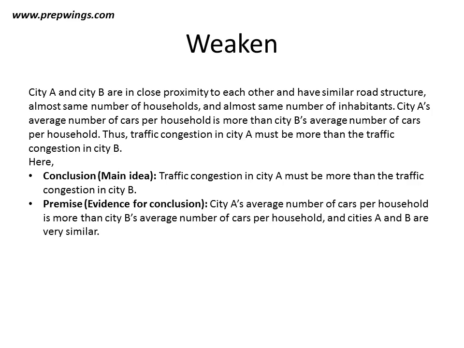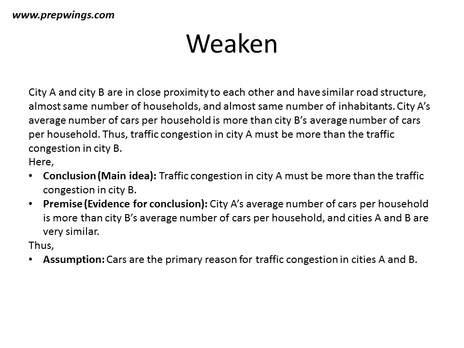So our assumption will be that cars are the primary reason for traffic congestion in cities A and B. This is our assumption. Now to weaken the argument, the weaken option should be basically the opposite of the assumption. It should make the assumption false. Our assumption is saying that cars are the primary reason for traffic congestion in cities A and B, so anything that makes this false will be the correct answer option for our weaken question.